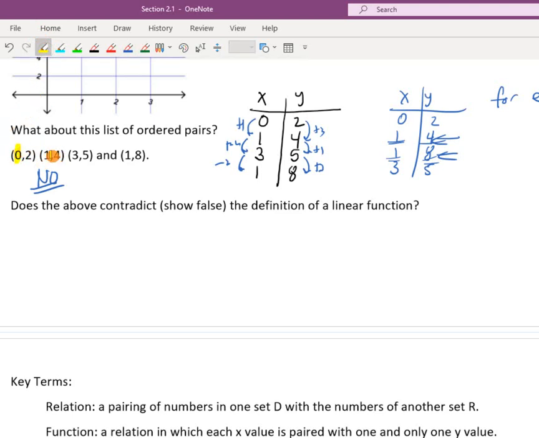One way to determine whether a set of ordered pairs is a function or not is to look at these numbers here and see, do any of the x values repeat? Then I focus on the ones that do repeat. My question then is, do the y values that go with them, are they different? If they're different, automatic no. If this one was a 4 right here, then 1, 4 and 1, 4, that's the same point. So it would be a yes in that case.